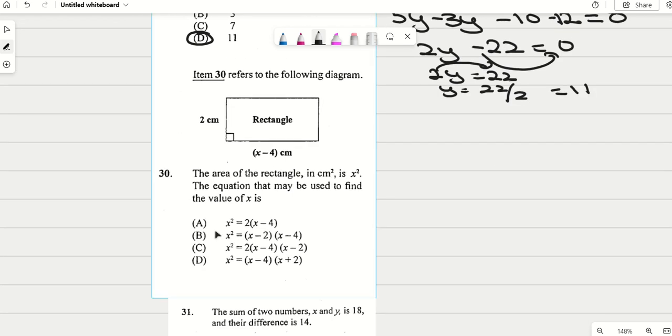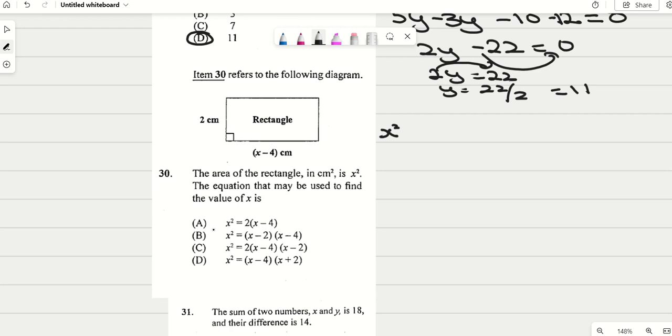This here is a repeated question. I saw this once before. Item 30 refers to the following diagram. The area of the rectangle in centimeters cubed is x squared. So they're telling you your area is x squared.